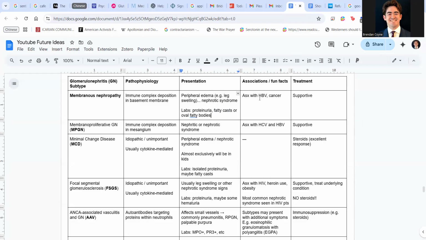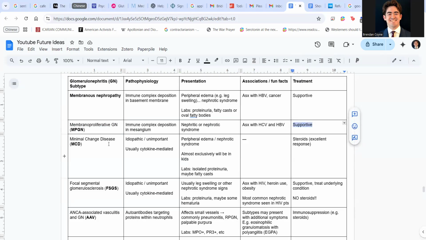Some associations, it is associated with Hep B and cancer. So just keep that in mind. And treatment is supportive. It's usually self-limiting. Next one is a membranoproliferative GN or MPGN. It's very similar to membranous nephropathy, except it also involves the mesangium of the glomeruli. So it's not just nephrotic syndrome, it can also cause nephritic syndrome. So it has a bit more variability in its presentations, and it's associated with Hep C and Hep B viruses.